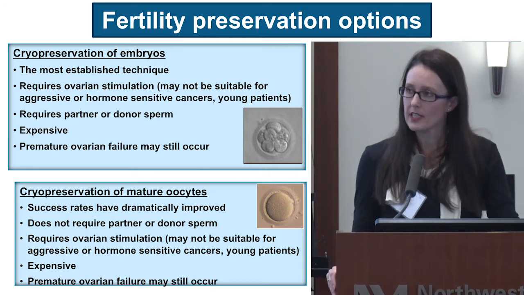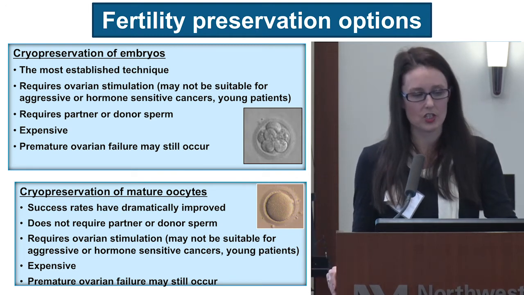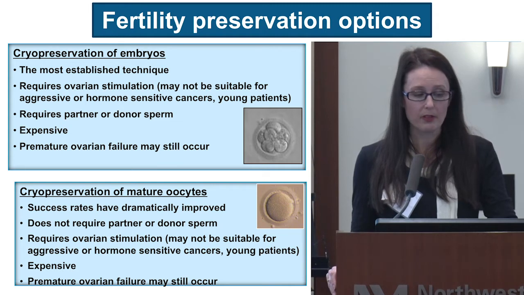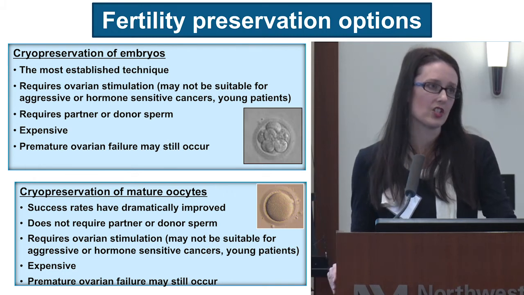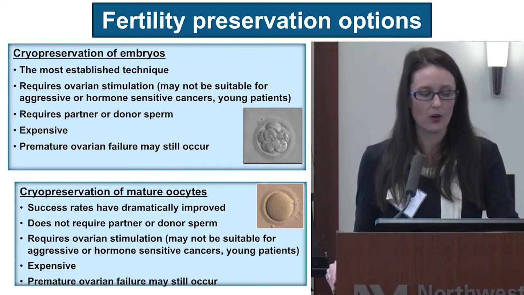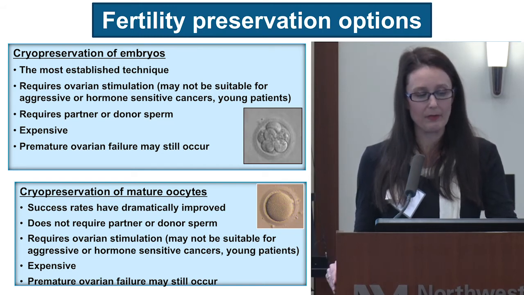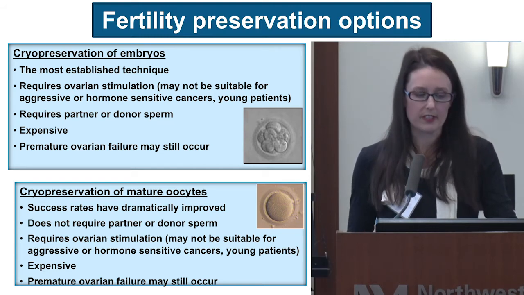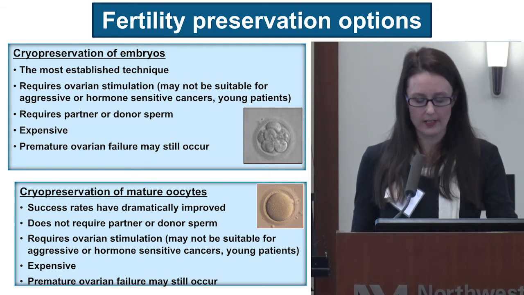The second option is the cryopreservation of mature oocytes, and success rates have really improved dramatically in this area, particularly with the introduction of vitrification. One of the major benefits is that it does not require a partner or donor sperm. But it does come with some of the same limitations that I just described to you for the cryopreservation of embryos: it requires ovarian stimulation, it can be expensive, and the ovaries are still going to be damaged, so premature ovarian failure can still occur.